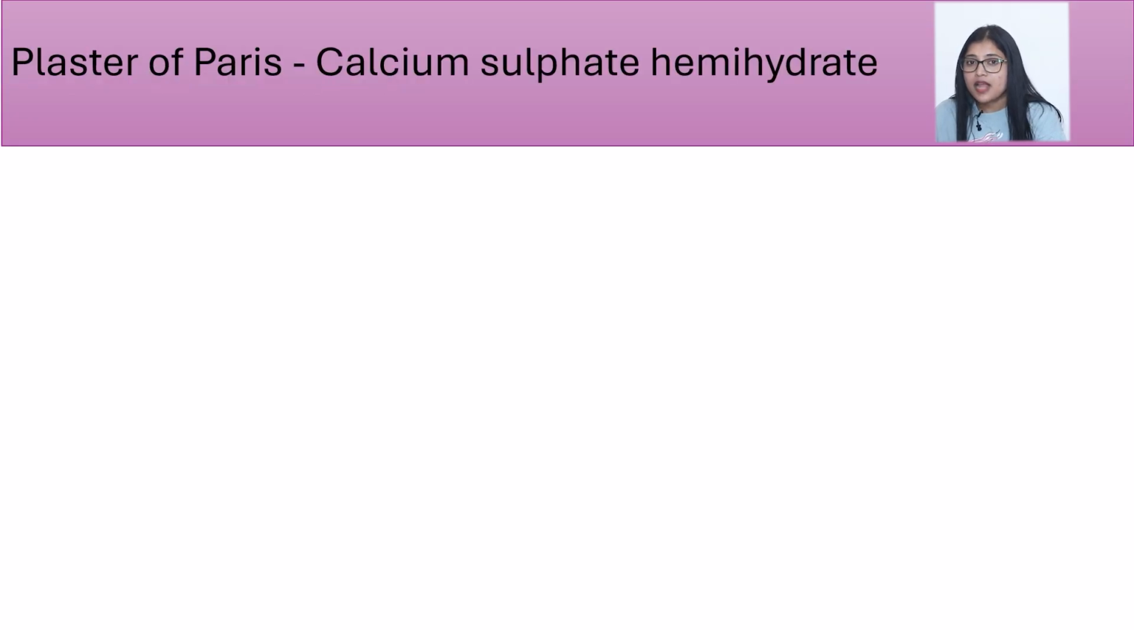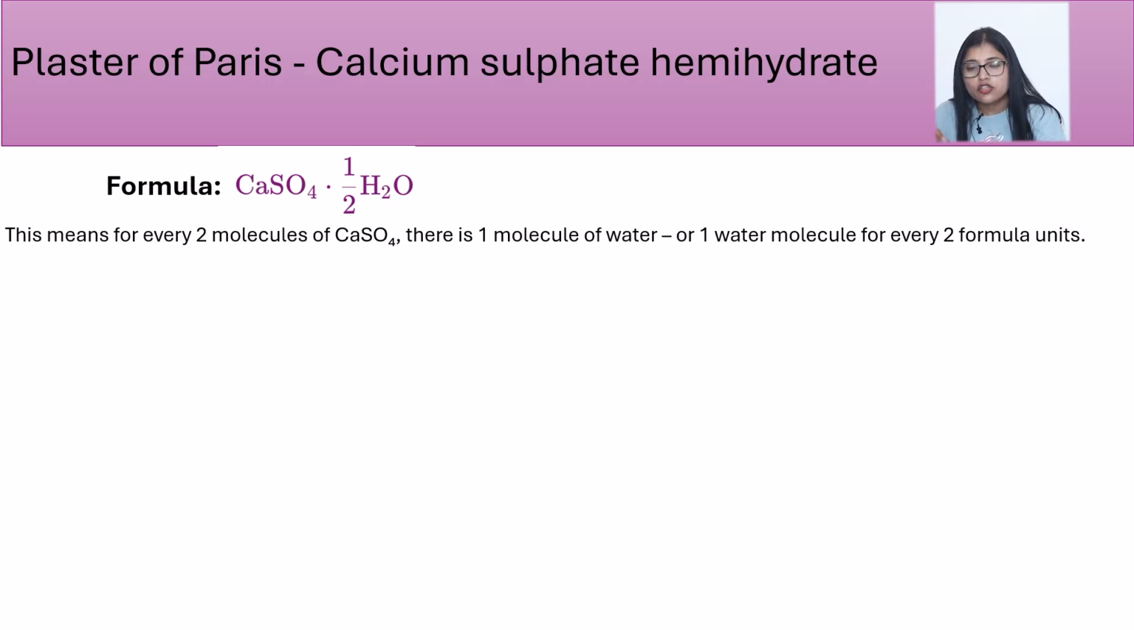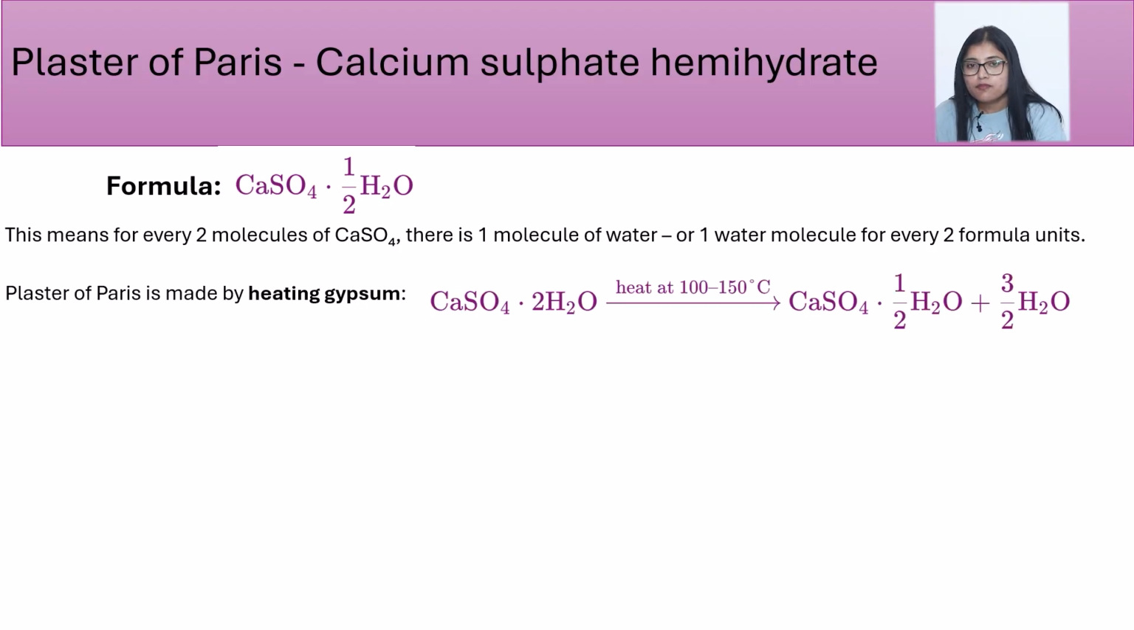Another example is plaster of Paris or POP that we call in everyday life, which is called calcium sulfate hemihydrate. So, the formula of plaster of Paris is CaSO4·½H2O or hemihydrate. This means for every 2 molecules of calcium sulfate, there is 1 molecule of water, or 1 water molecule for every 2 formula units. Plaster of Paris is obtained from heating gypsum.